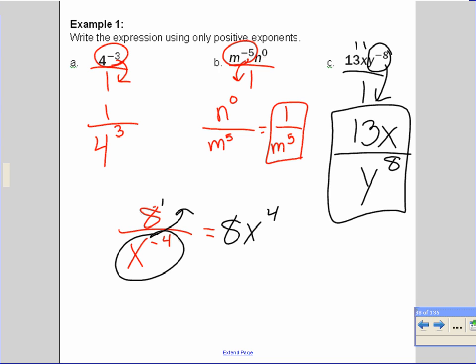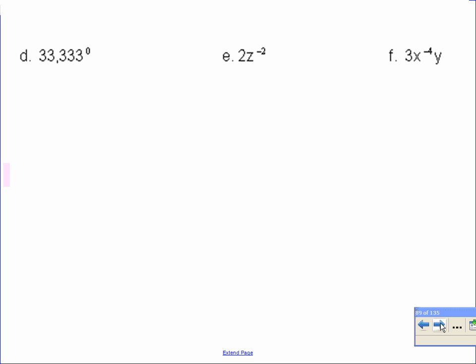We're getting to them. Let me do some more examples. Okay, I want you guys to do D, E, and F. Go ahead and try them. These are pretty easy. So just do D, E, and F. Zach and Justin, make sure you guys try these too since you're listening to this.